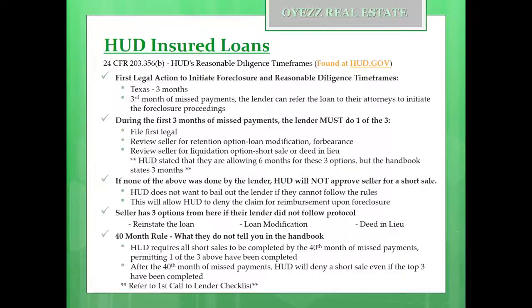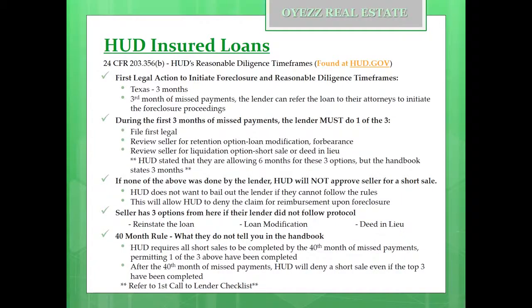This last little tidbit is something that is not in the HUD handbook, but by God, they follow it. So make sure that you remember this and take it to heart. HUD requires that all short sales have to be completed by the 40th month of a missed payment. So I'm going to repeat that. HUD states that the short sale has to be completed, closed, done, out of the books, out of everything, by the 40th month of the delinquent missed payment.